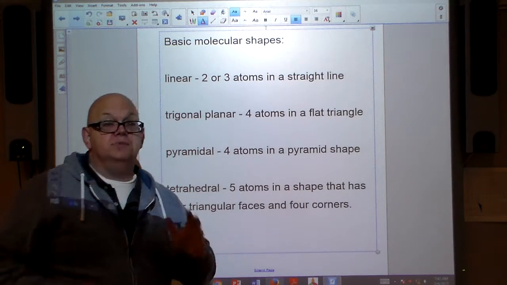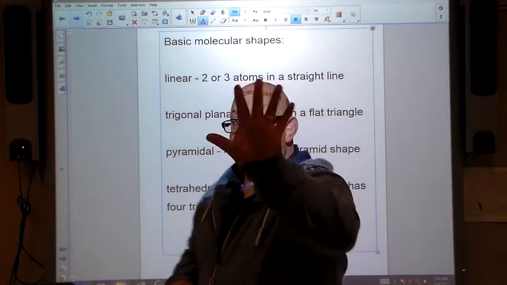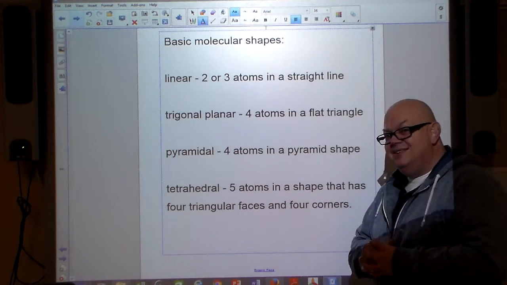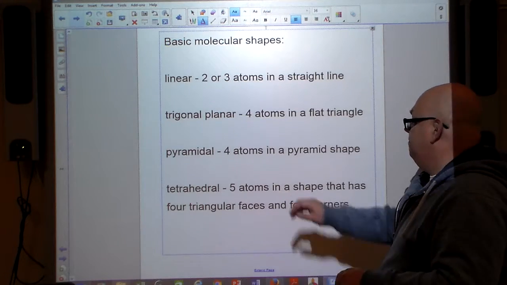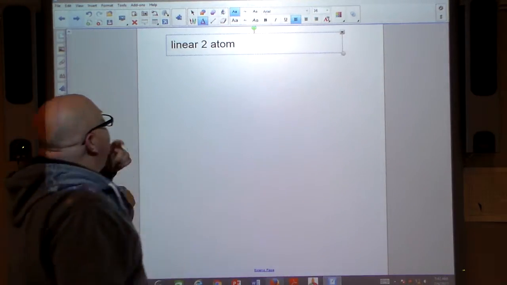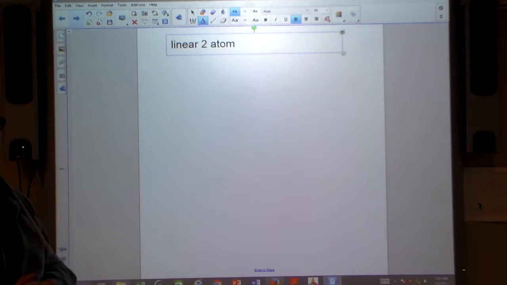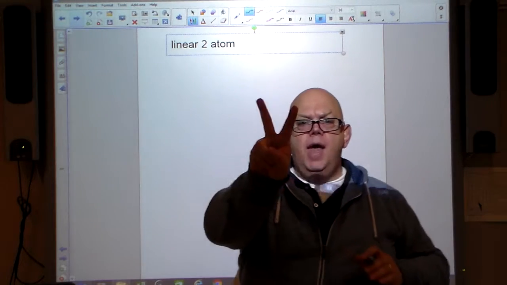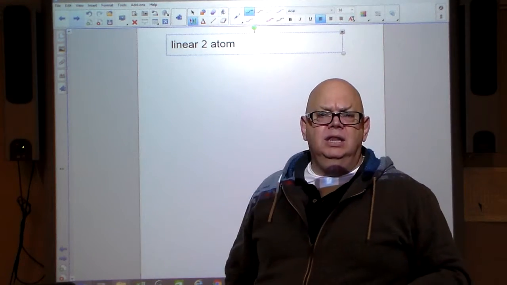Now, tetrahedral is pretty straightforward. It's 5 atoms in a shape that's got 4 triangular faces and 4 corners. This is the best way to describe it. So let's go on and let's go with some specifics. So let's look at the linear with the 2 atom one. Anytime you have 2 atoms, it's automatically linear.